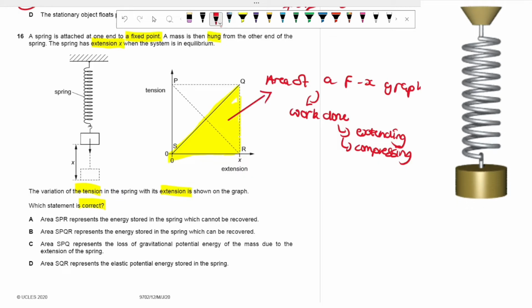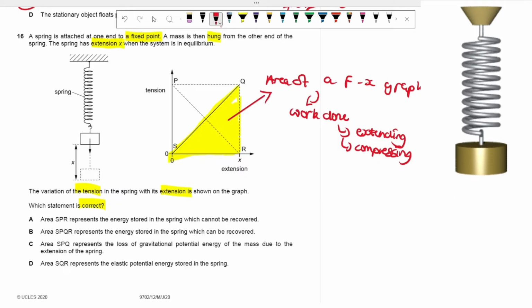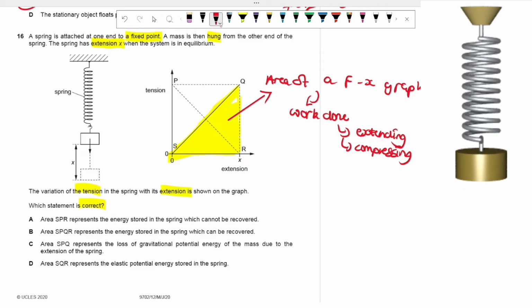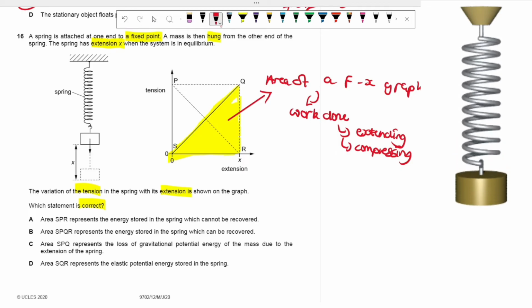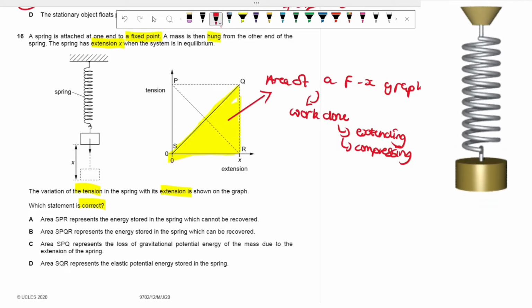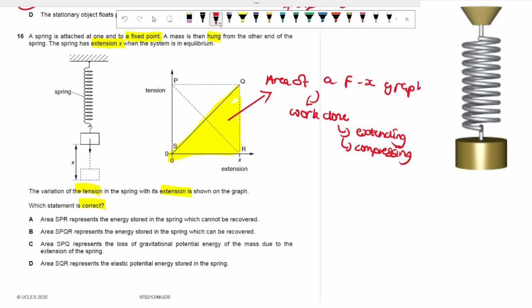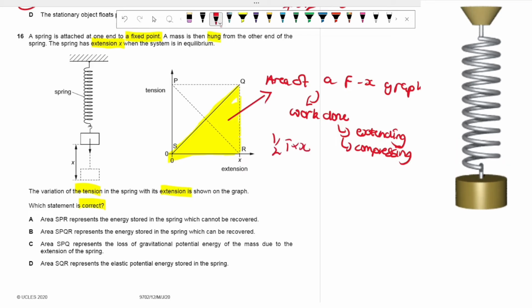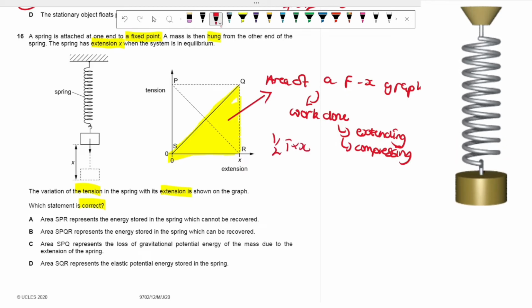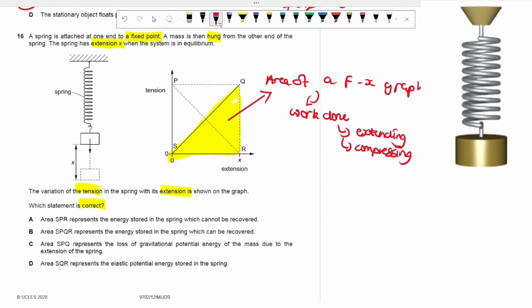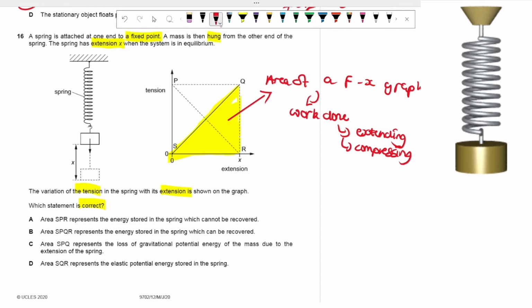This can be work that is done and then stored as elastic potential energy, because we can store that energy. Mind you, work done is force times the distance moved. In this case, the area of this graph will be half Fx, or half tension times extension. Because of that, we can find the work done just by looking at the area.